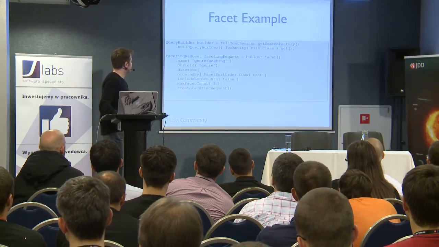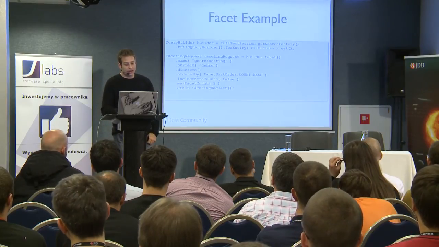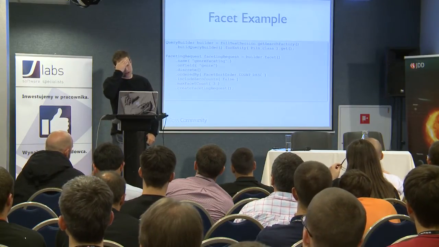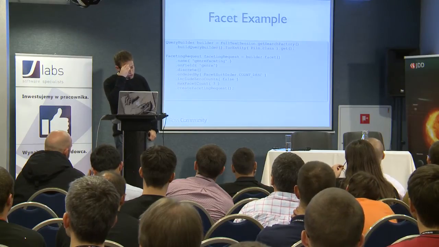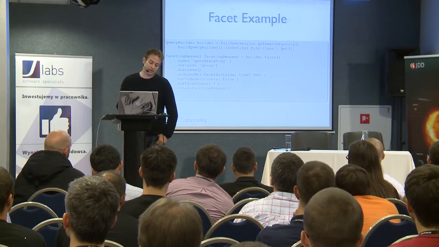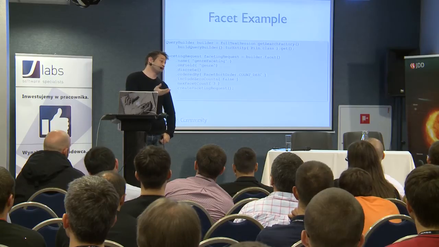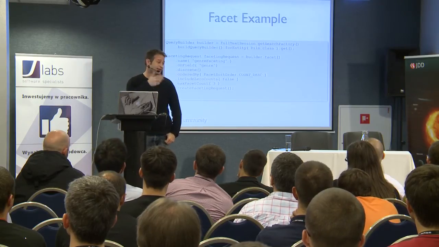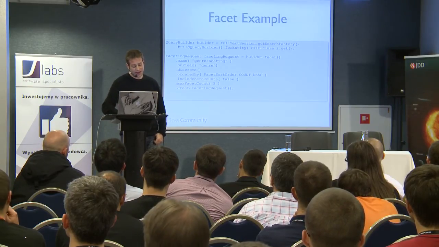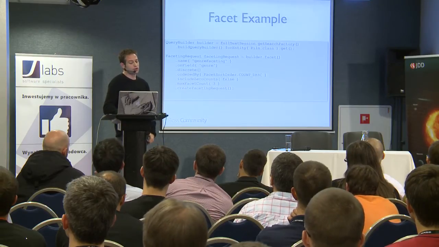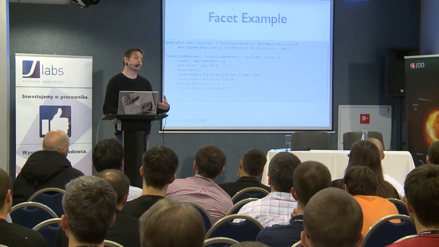How does it work? How can you enable that? Again, you need a query builder from Hibernate Search, and then you're creating something which is called a facet request. You give it a name. We have to always give things a name so that we can identify it. And then you say, I want to have a facet on the genre of the films.